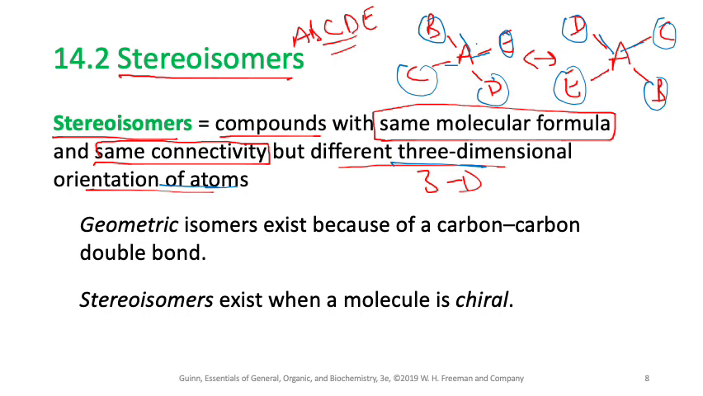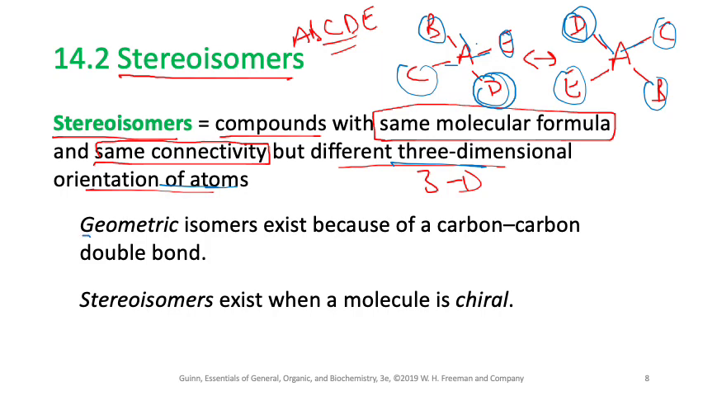Over here in the first picture, in the first compound, the D is present on the bottom of A, whereas in the other one it is present on the top. So it's a different orientation in three-dimensional space. So this is what we call stereoisomers, a special type of isomer.